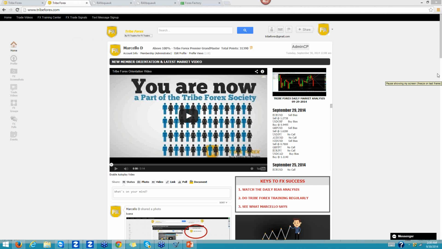Let's take a look. Yeah, I think that could be good. Looking at it, it's definitely an area of support and resistance. I think 1.2700 could hold. We'll see if it forms a reversal candle there. My official call is at 1.2738 on a sell on the euro dollar.